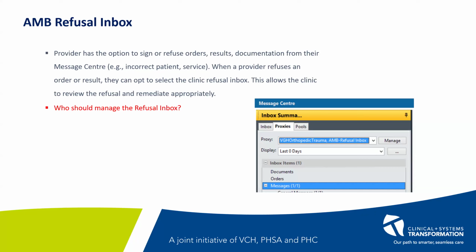Okay, I'm not completely clear now then. Yeah, so I guess normally it would be refused to whoever sent the incorrect result. So it's not very common that you would refuse it to this inbox because it would just go back to the original provider. So how do I refuse it and send it to this inbox, I guess is my question. Yeah, so you can type in VGH orthopedic trauma and then it will come in here.